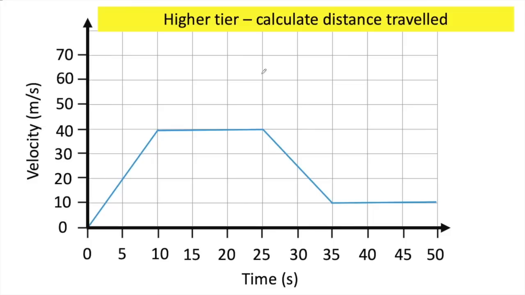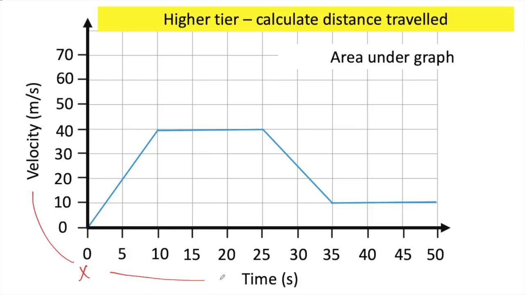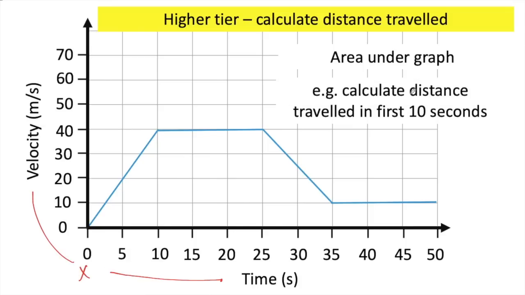For higher T, you might actually have to calculate the distance travelled on a velocity time graph. And to do this, you calculate the area under a graph, because essentially you're using the equation distance travelled equals velocity multiplied by time. And if, for example, we're asked to calculate the distance travelled in the first 10 seconds, this would be the area of the graph we are looking at, but we need to calculate the area just under the graph, this shaded region here.